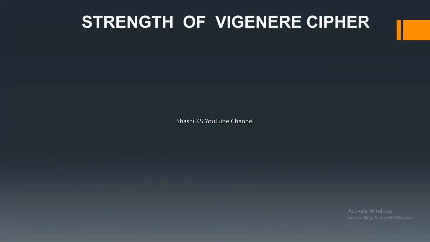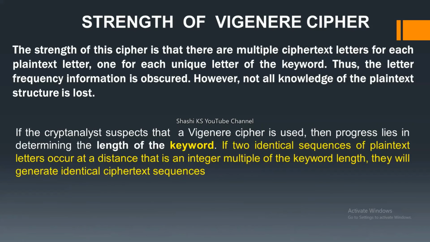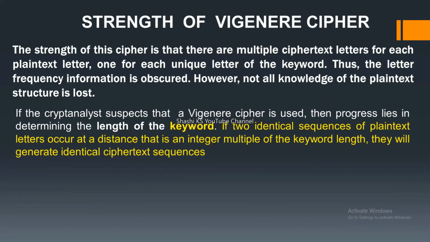If you examine the strength of the Vigenere cipher, it is obviously able to hide much of the information from the plain text in the ciphertext. Because we are making use of multiple ciphertext letters for each plain text letter, much of the information is hidden, but still some amount of information from the plain text is visible in the ciphertext. Say, if the cryptanalyst suspects that a Vigenere cipher has been used for encryption, he would proceed by trying to find out the length of the key which has been used for encryption.